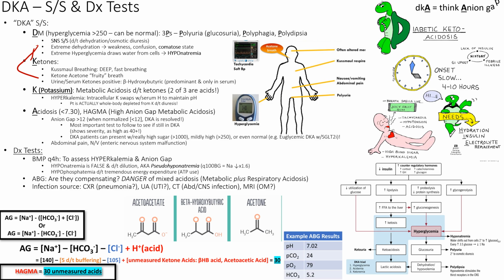So what else? They also have the fruity breath from the ketones that are being blown off. That's one way to get rid of ketones, is to exhale them through your lungs, right? And then K for potassium. Potassium is usually on the high side. Why is it on the high side? Because we have acidosis. Acidosis causes a rise in potassium, right?